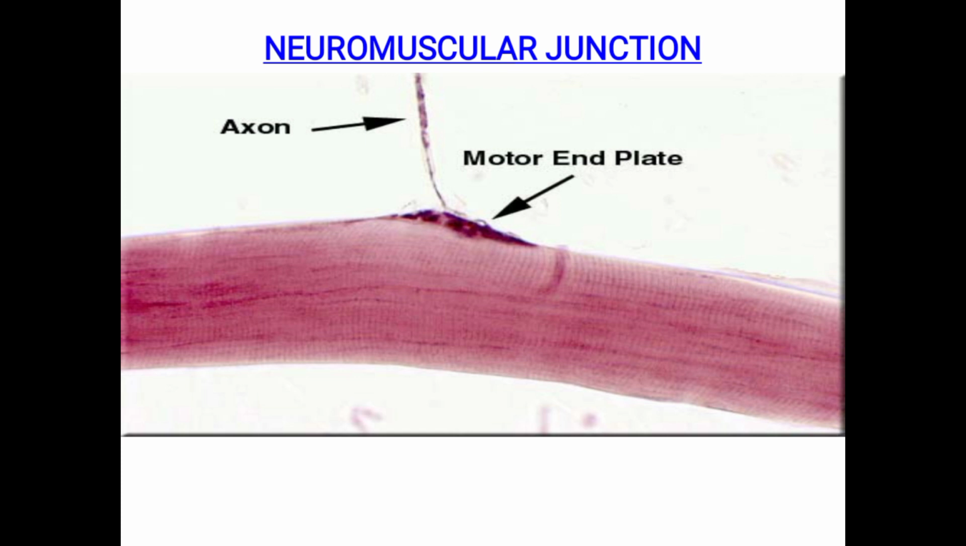So neuromuscular junction, the name only indicates the nerve. Neuro means nerve, muscular means muscle. Both are contacting places, that is called junction. The neuromuscular junction, very important.